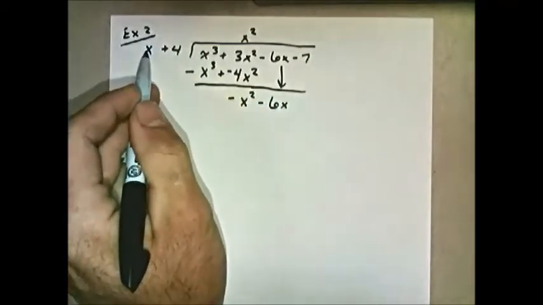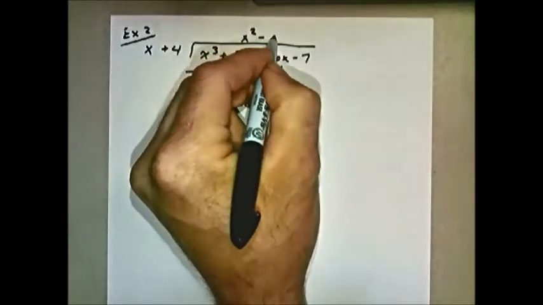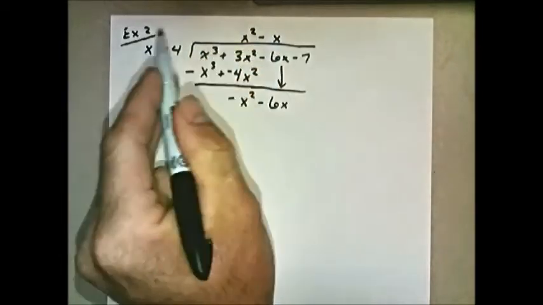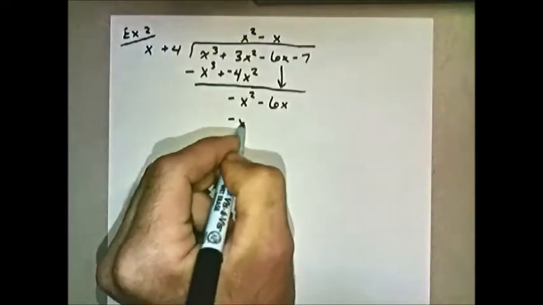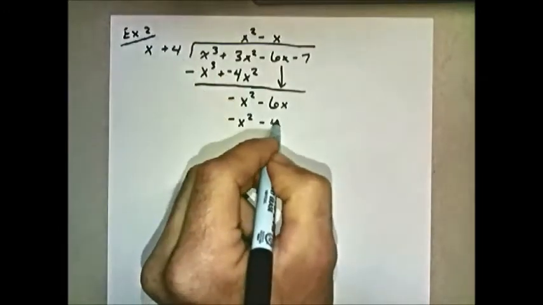We ask ourselves, what times x gives us negative x squared? In this case, it's a negative x. So negative x times x gives us negative x squared, and negative x times 4 gives us negative 4x.